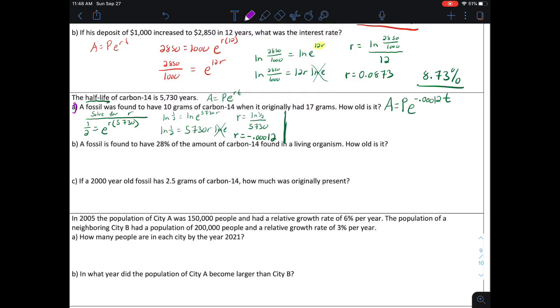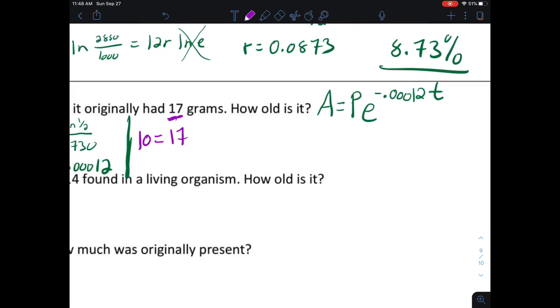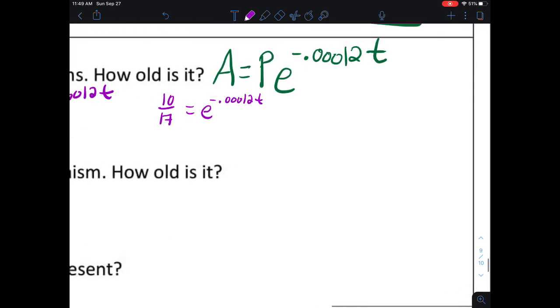Now we're looking for part A. So part A, we have a fossil was found to have 10 grams of carbon-14 when it originally had 17 grams. How old is it? So it had 10 grams, so 10 is A. We originally had 17, so 10 equals 17, and then I write the rest of my equation, so it would be E to negative 0.00012 T power. Divide by 17, so we have 10 over 17 equals E to the negative 0.00012 T power.